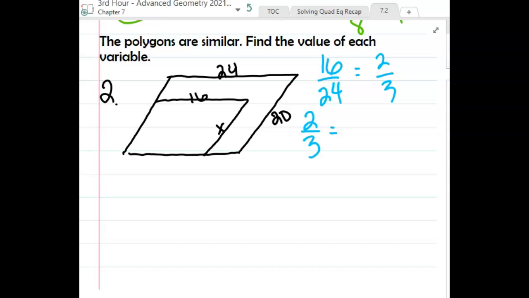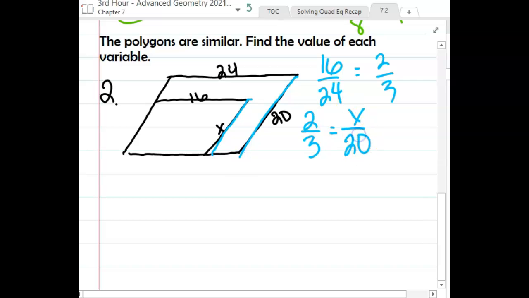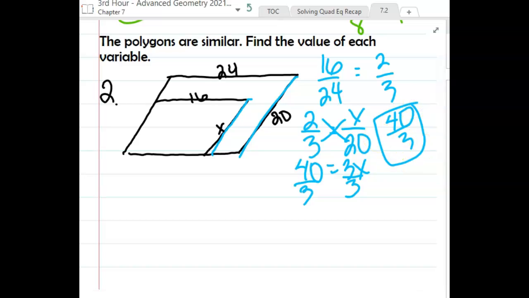So what would be the ratio on the right-hand side? X over 20. Small to large. Very good. X over 20. And if I do cross products, 2 times 20 is 40. 3 times x is 3x. Divide by 3, and x equals 40 over 3. I would want to leave it as 40 over 3 because it'd be a repeating decimal, so it's just easier to leave it as a fraction.